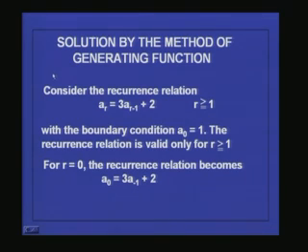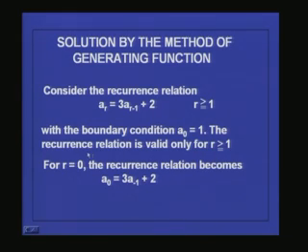Let us take this example. We want to see the solution by the method of generating function for the recurrence relation. Consider the recurrence relation a_r = 3a_{r-1} + 2. This is true for r greater than or equal to 1. So, a_1 = 3a_0 + 2, and the boundary condition is given as a_0 = 1. This recurrence relation is valid only for r greater than or equal to 1.